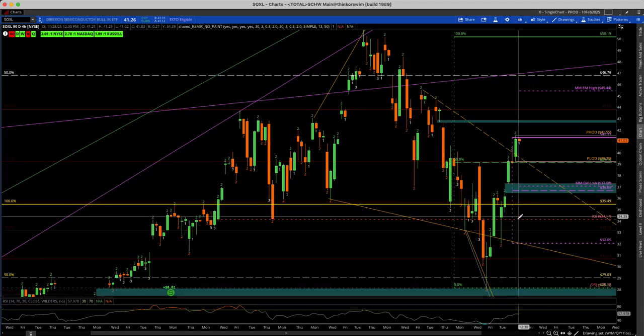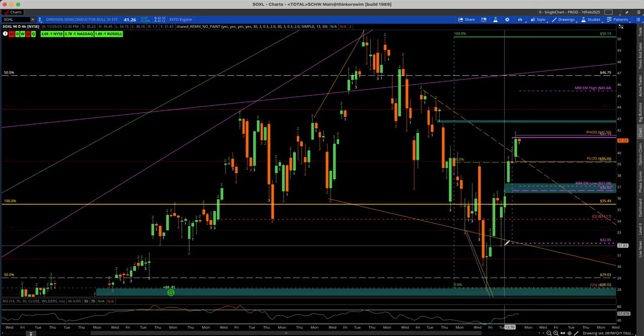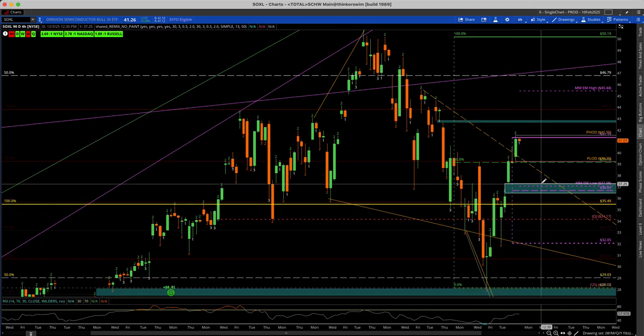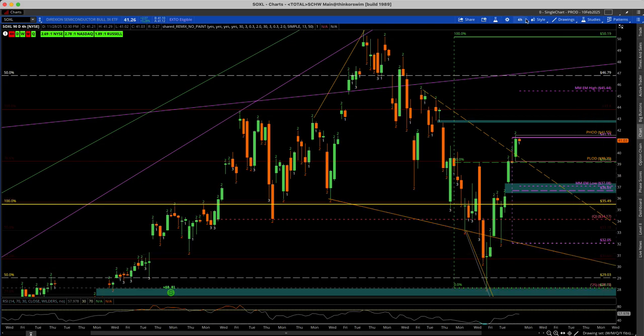Right, so we could get the pullback here, go fill the gap. It wouldn't be the end of the world. We could get all the way down to this 32 level before we set a lower low on the 4-hour time chart. So, right, just continuing to stair step higher.